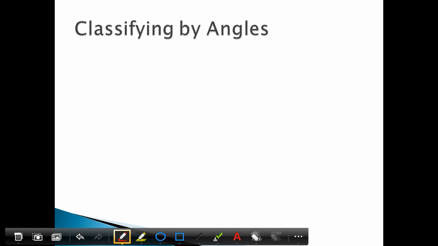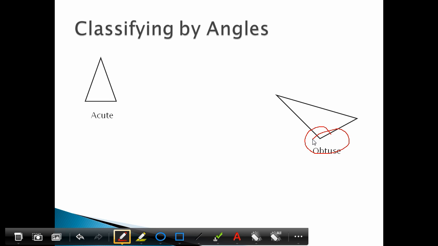We're going to do it two different ways. The first way is with angles. We should be familiar with this kind of stuff. We're just telling what kind of triangle it is. We've got our basics: acute and obtuse. The acute has all little acute angles. Obtuse, we've got that one big angle right there in the corner.